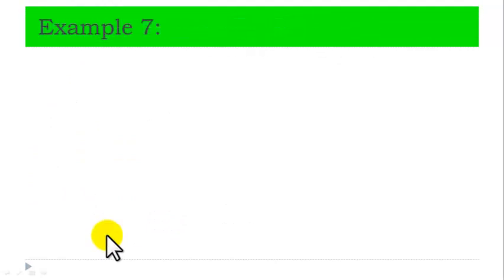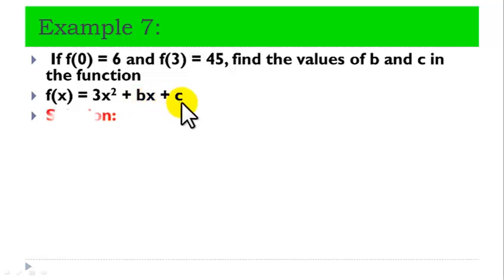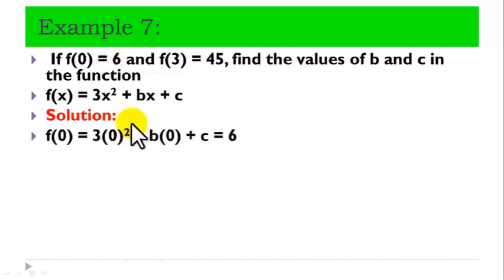Example 7. If f(0) is equal to 6 and f(3) is equal to 45, find the values of b and c in this function, f(x) equals 3x squared plus bx plus c. Solution. Since f(0) is equal to 6, let us put x equal to 0 into the expression to obtain f(0) equal to 3 times 0 squared plus b times 0 plus c, and then equate that to 6. 0 squared is 0 times 3 is 0, b times 0 is 0, plus c. So that will give us c equal to 6.